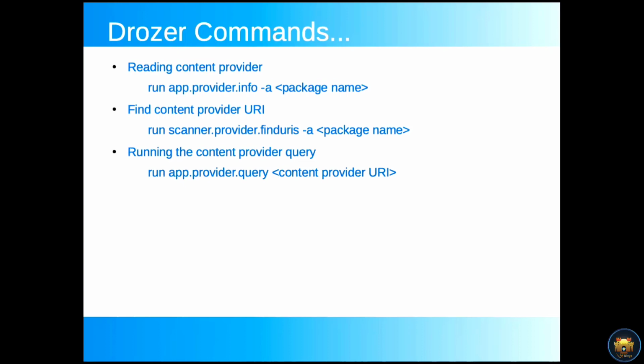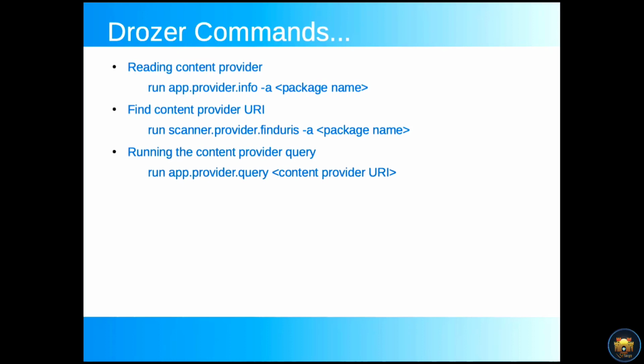You can also find the URI using this utility. You do not need to go into source code review. Just run the command scanner.provider.finduri subcommand -a and package name. You are able to get all the URIs available in the application using this.